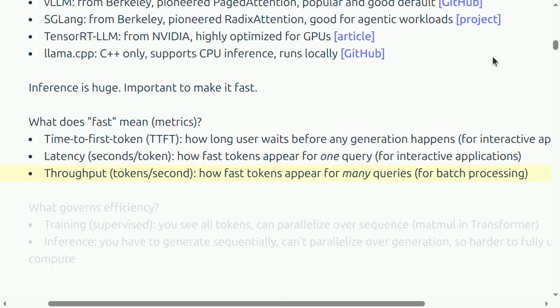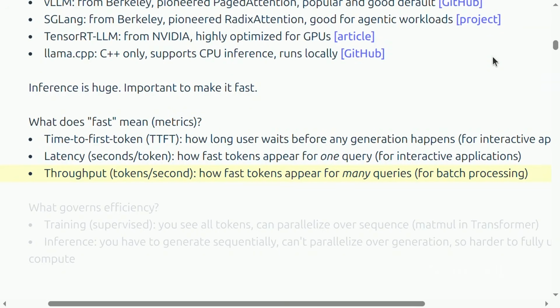And then a second related concept is throughput, measuring tokens per second. This is how fast tokens are appearing for many queries. So latency, or 1 over latency, and throughput are clearly very related, right? It's very aligned. In general, many interventions will make latency and throughput better. But as we'll see later, there's actually a trade-off here.